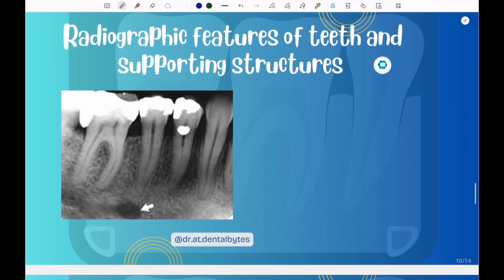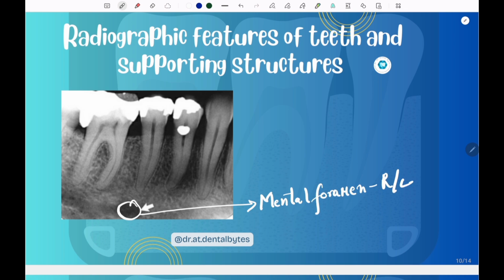This is a mandibular premolar IOPA. This radiolucent structure is the mental foramen. It appears as an oval radiolucency near the apex of the second premolar.